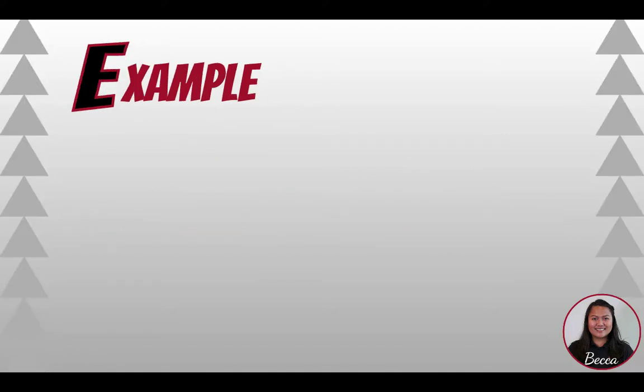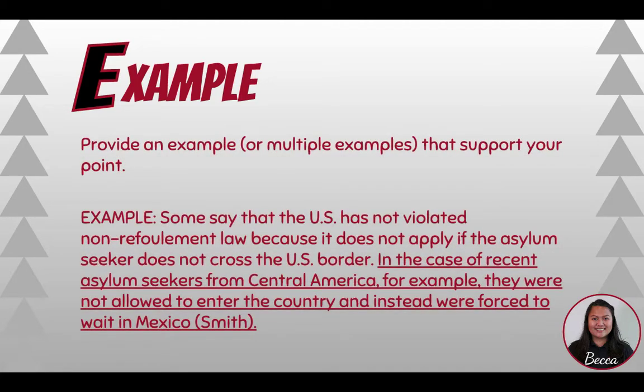E, or the example, is usually from sources that will support the main idea. Note that you can have more than one source for evidence. The example provided in the underline, "In the case of recent asylum seekers from Central America, for example, they were not allowed to enter the country and instead were forced to wait in Mexico," shows that refugees have been forced to wait in their home countries.